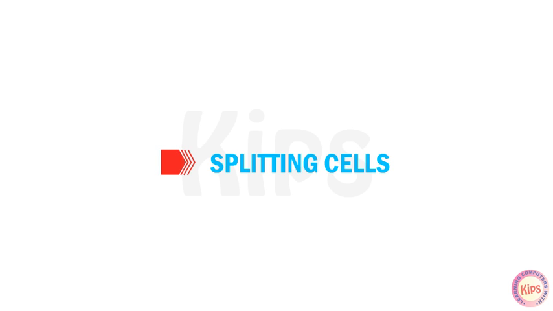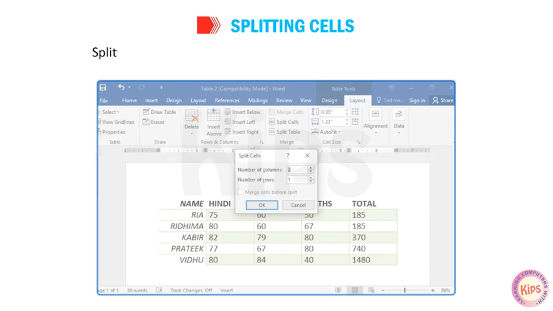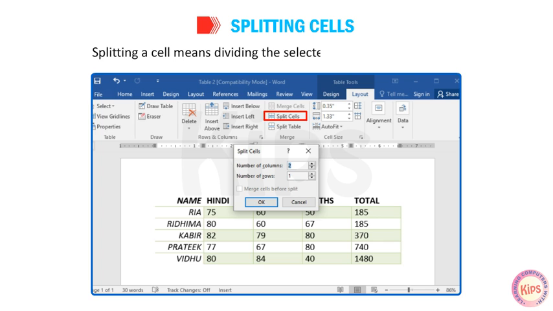Let us understand how to split cells. Splitting a cell means dividing the selected cell into separate cells. To split a cell, follow the given steps.